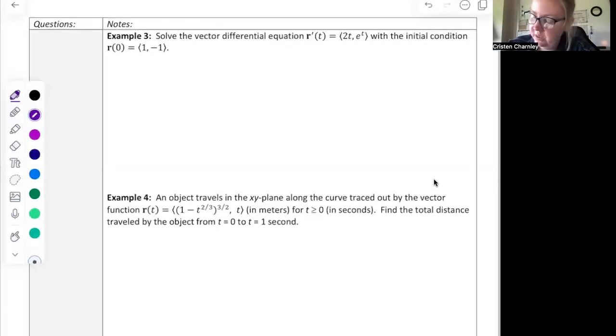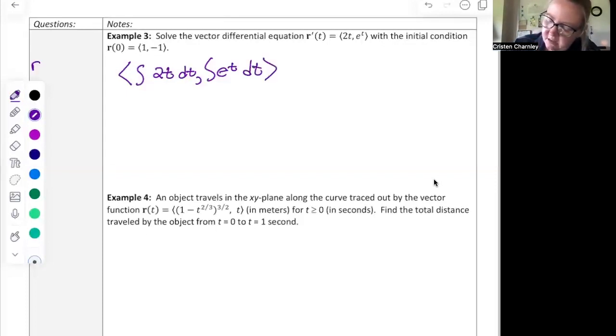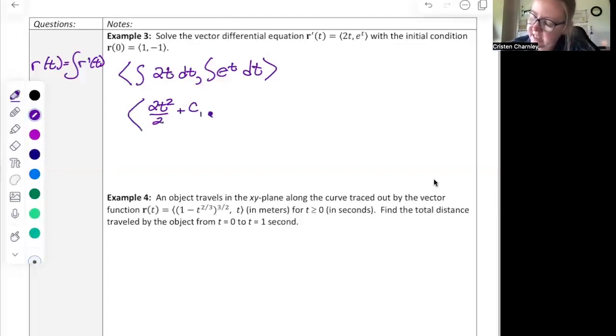So we are going to integrate 2t dt, and we're also going to integrate e to the t dt. The way I could write this is r of t equals the integral of r prime of t. So the antiderivative of 2t is going to be 2t squared over 2 plus my original c. And the antiderivative of e to the t is e to the t plus a second constant of integration.